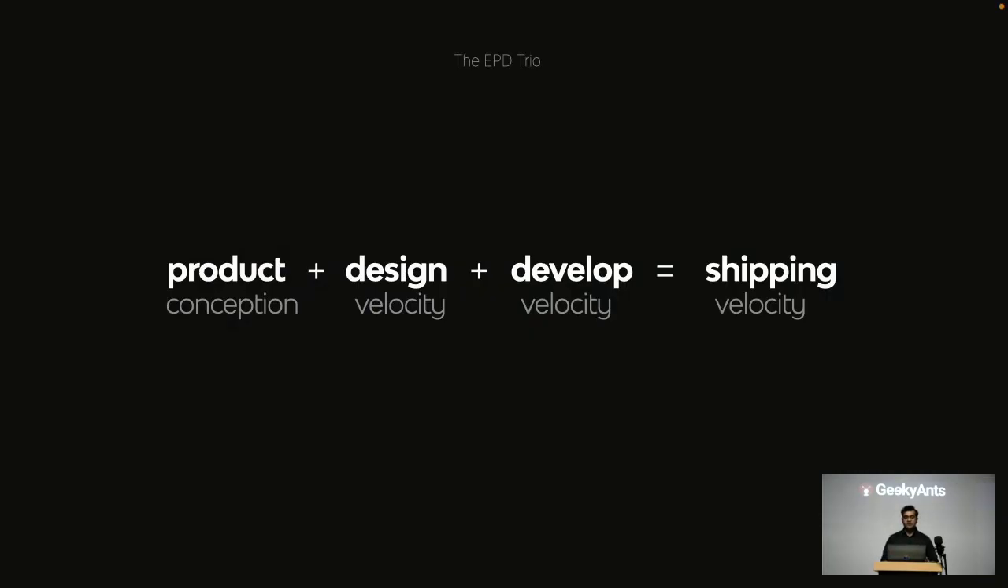Now, if you are working on a classic digital product, you will have 3 functions, right? The EPD trio, that is. So you have engineering, product, and design. Of course, there will be other domain experts depending on what product you work on, but for the sake of simplicity, let's just focus on these 3. So you have product managers, designers, and developers.